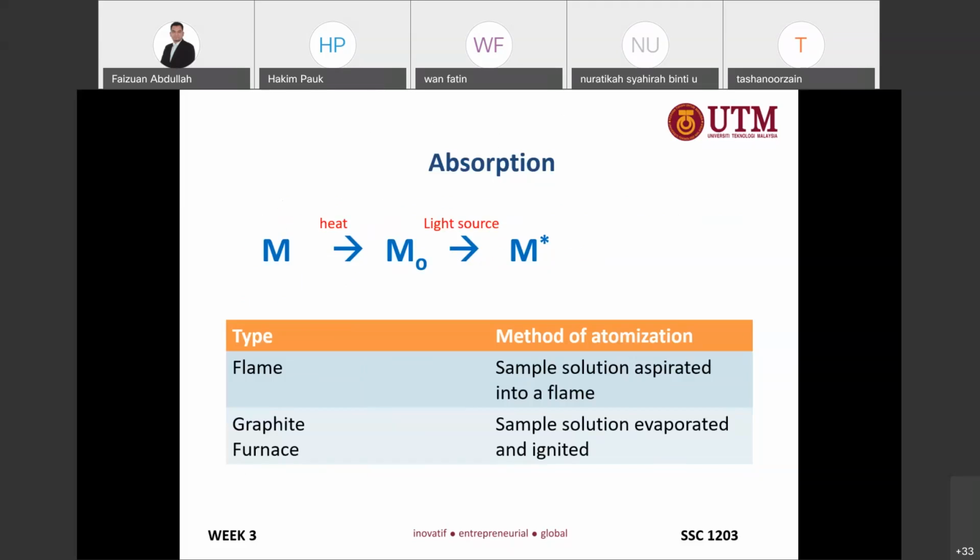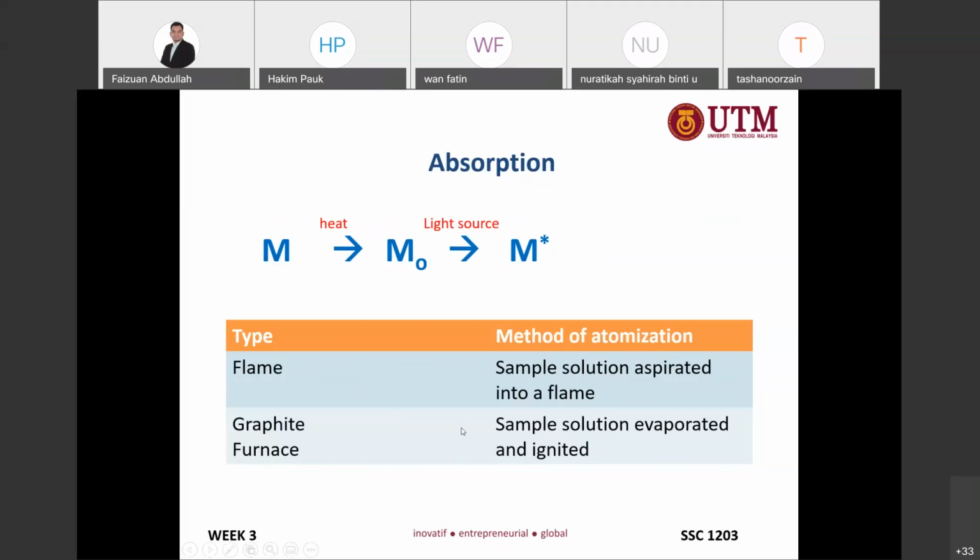Then we have two methods of atomization in AAS. The first one is flame, where the sample solution is aspirated into a flame. The second one is graphite furnace. Remember, I told you if the analyte is quite volatile, it is quite easy to vaporize. So we need to contain the sample in a closed system. So the previous scientists invented the graphite furnace, where the sample solution is evaporated and ignited within a closed system.